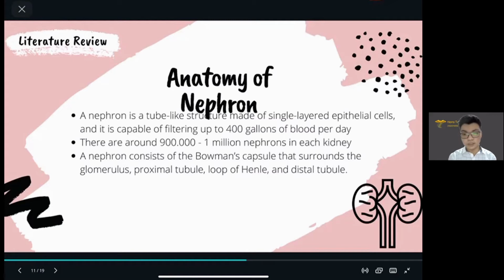In addition, the connecting segment cells are pretty similar to the DCT cells, with the difference being that connecting segment cells have lower mitochondrial density and also contain apical water channels. In the context of the kidney, there's a part named the collecting duct. It's often related to the tubules and other parts of the nephrons. However, the collecting duct is not counted as part of the nephron due to several reasons. That's all from me. The next part will be explained by my partner.